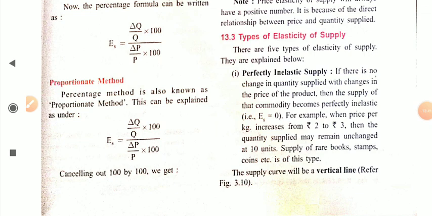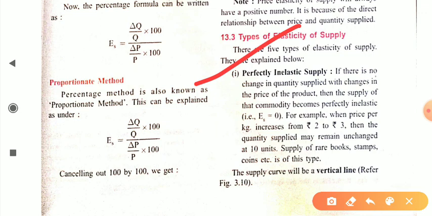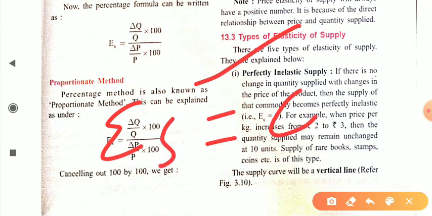Dear student, like elasticity of demand, similarly we have 5 types of elasticity of supply. Okay, we have 5 degrees of elasticity of supply. The first one is perfectly inelastic supply. Dear student, perfectly inelastic supply means there is no change in quantity supplied when the price of a product changes. Suppose the price of a product is changing and there is no change in quantity supplied, it is simply known as perfectly inelastic supply. In this case, elasticity of supply equals 0.